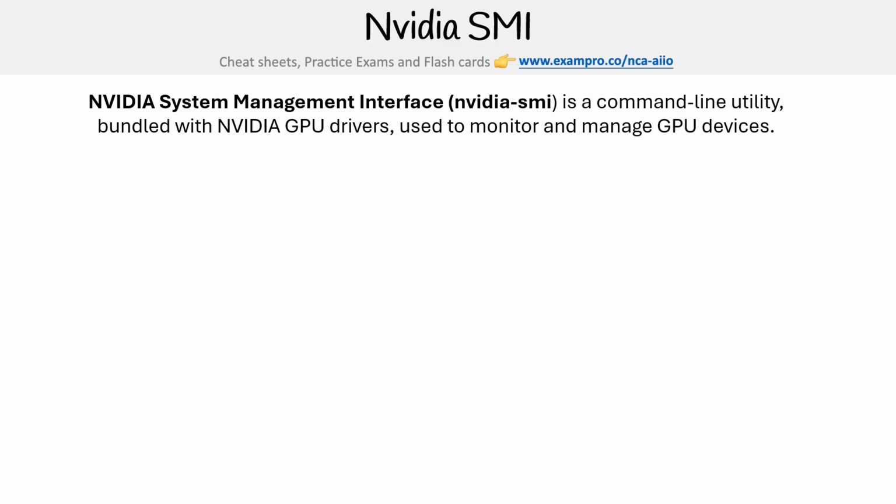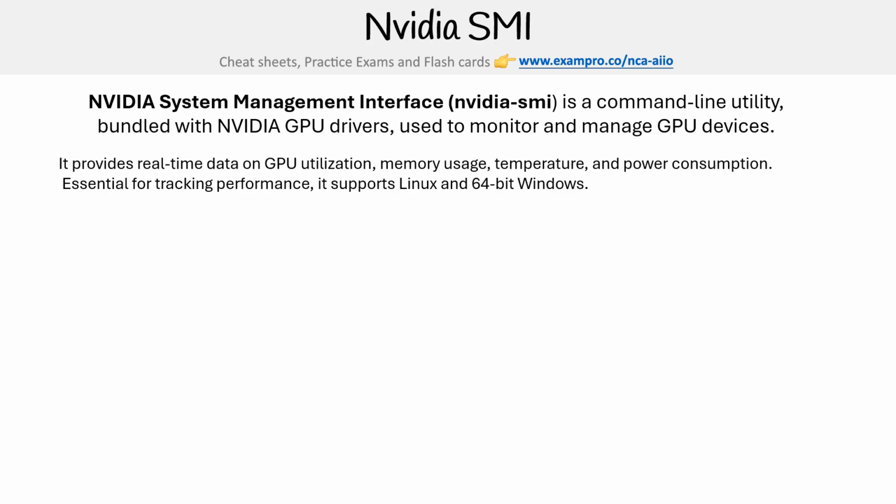I did show you how to get that information via the control panel in the NVIDIA app, but if you're in a data center with no graphical user interface, then you'd be using SMI. It provides real-time data on GPU utilization, memory usage, temperature, and power consumption, essential for tracking performance. It supports Linux and Windows 64-bit.